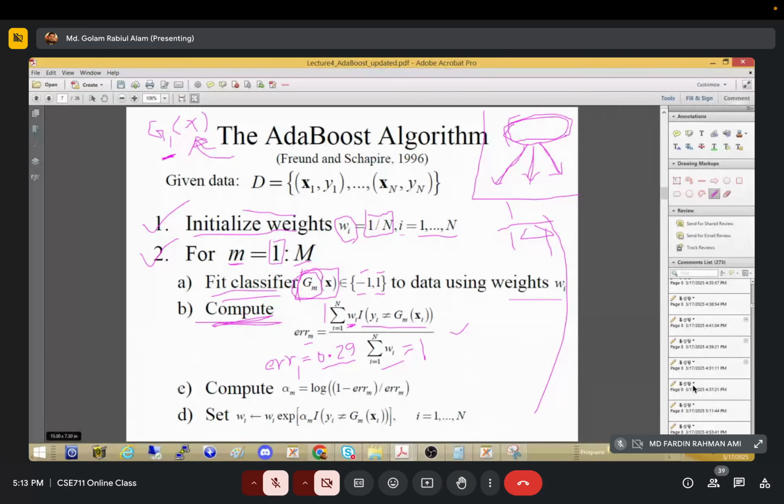Now the next step is to compute the alpha value. Alpha means the amount of say or weight of the vote of different stumps. Then we have to use this error to find out the weight of the vote. So this error here in this equation. Actually it is like log of one minus error over error. Error of 1 is 0.29.